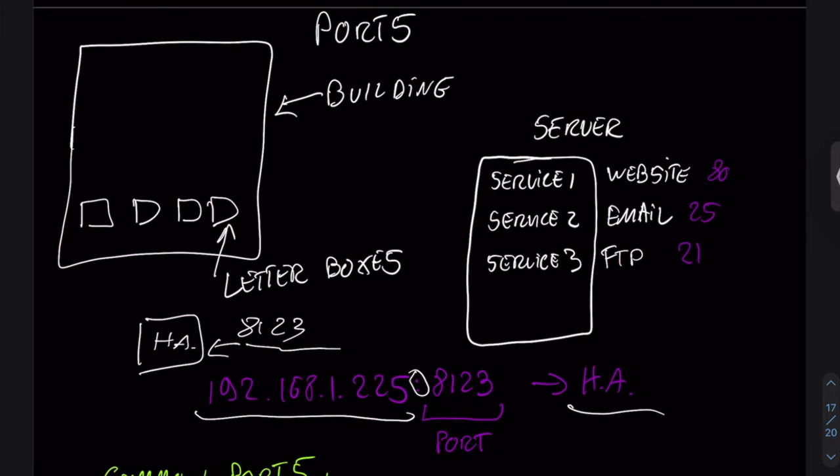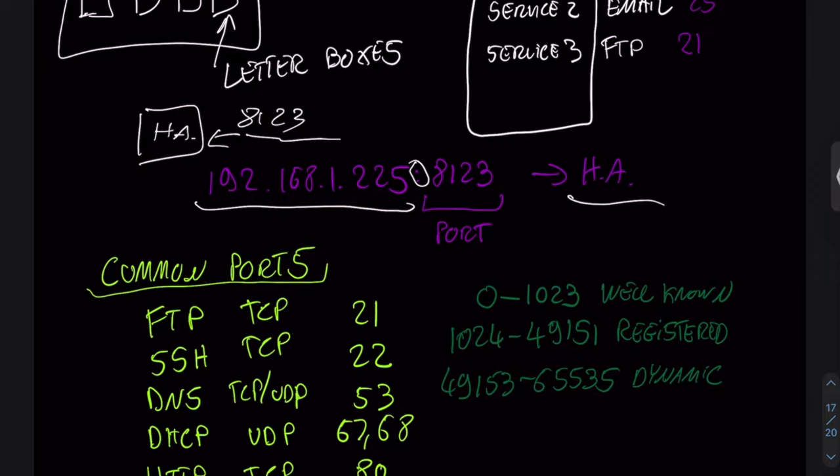An analogy for ports that I want to give you: imagine you have an apartment complex, a building, or a business, and you want to send a message or a letter or a parcel. Most commonly you can pinpoint the actual building, and this could be represented as an IP address, for example. But then within the building we would go specifically to a specific letterbox, and this could be represented basically as a port.